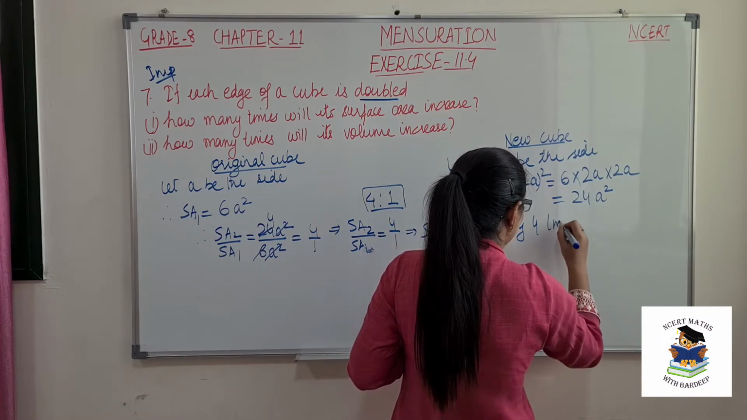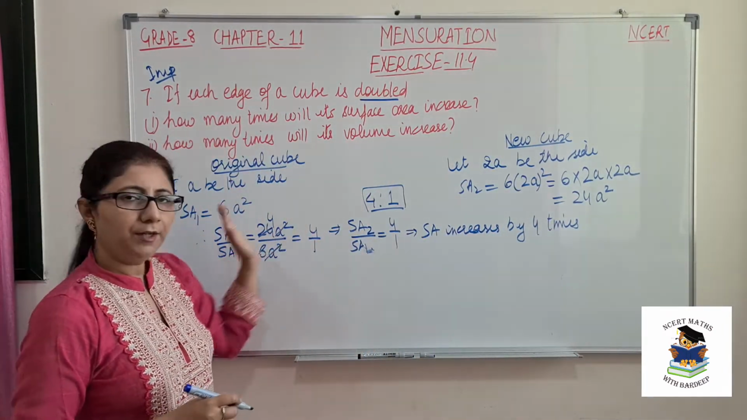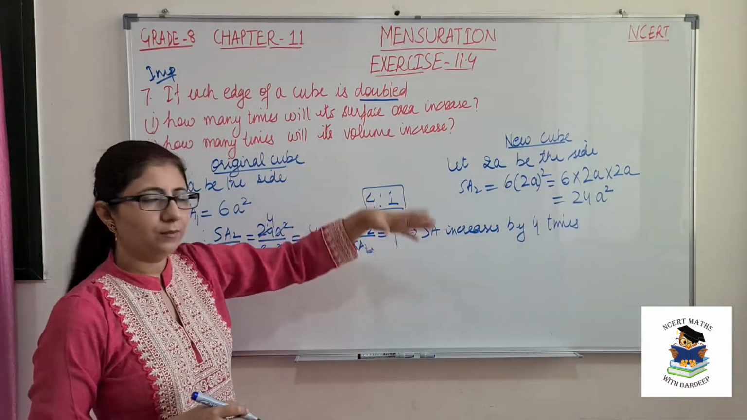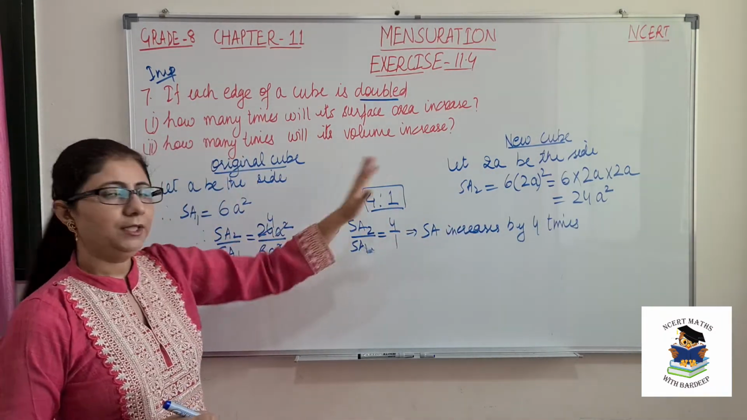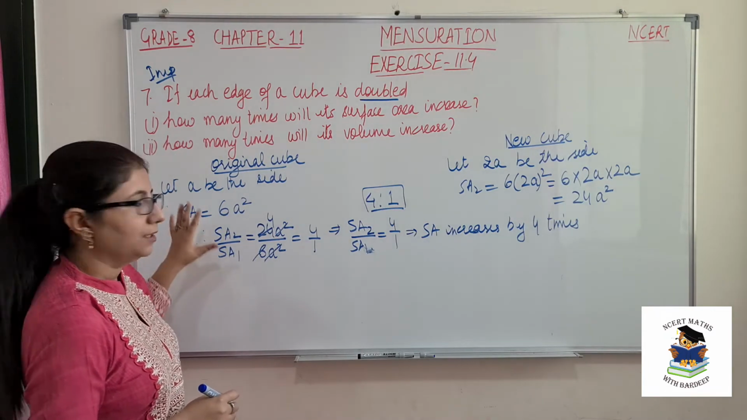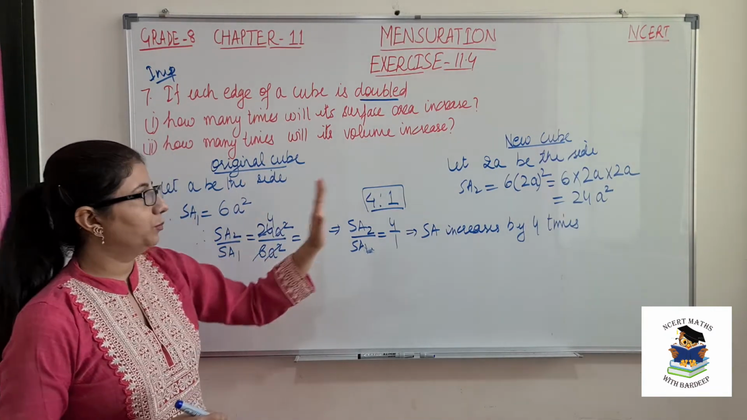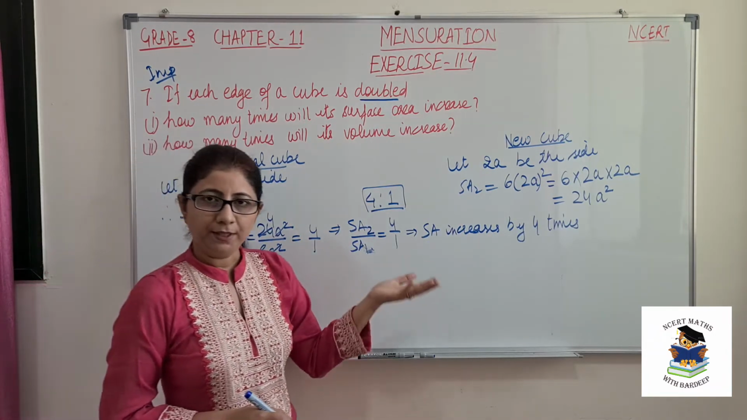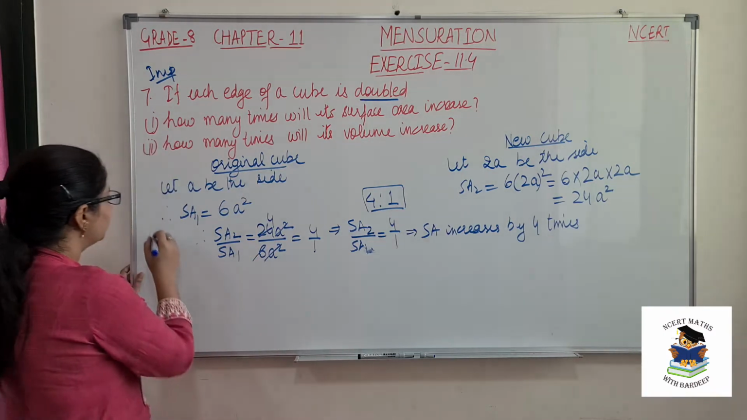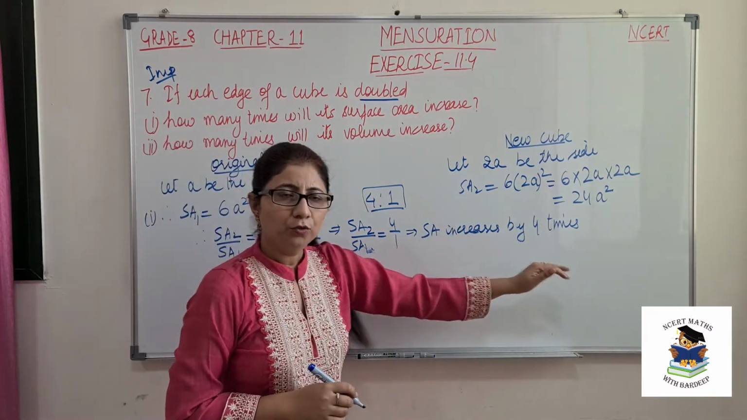4 times. Clear? So what we have to do is we will write the dimensions as required, whether it is double, tripled or half, whatever is given. Find the corresponding parameters, that is surface area or volume, whatever they have asked us. Find the values for both cases and then divide them. Okay, so then we will get how many times. So this is our first part, that surface area increases by 4 times.